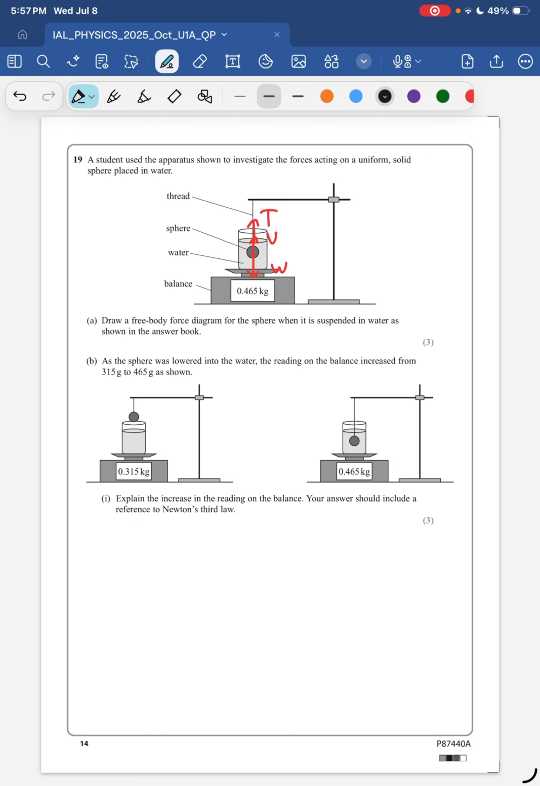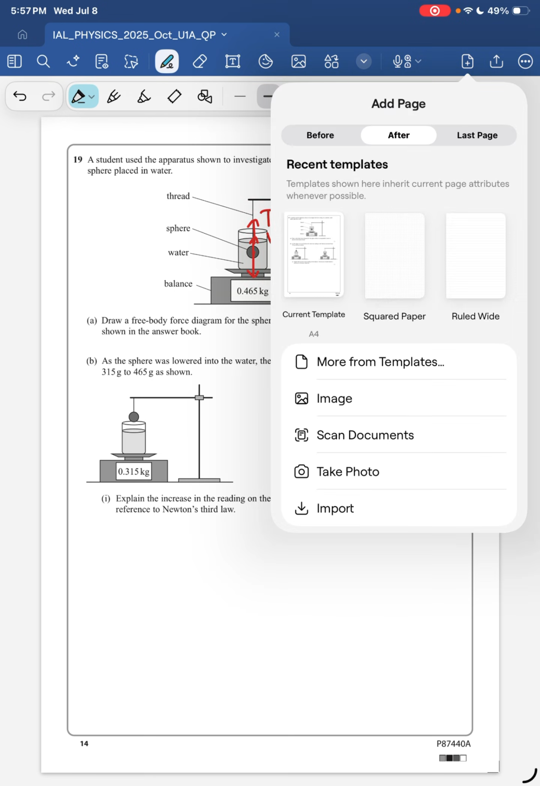Part B. As the sphere was lowered into the water, the reading on the balance increased from 315 grams to 465 as shown. Question I. Explain the increase in the reading on the balance. Your answer should include a reference to Newton's third law. So that's part I.